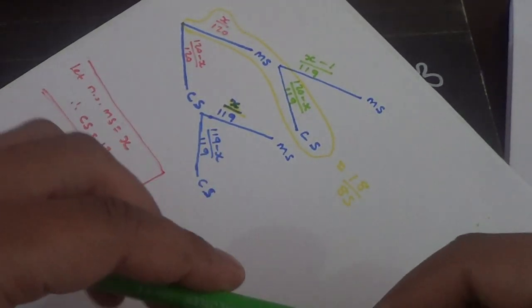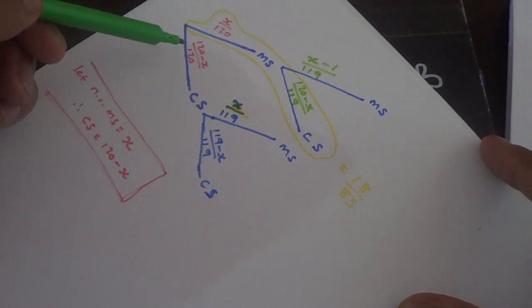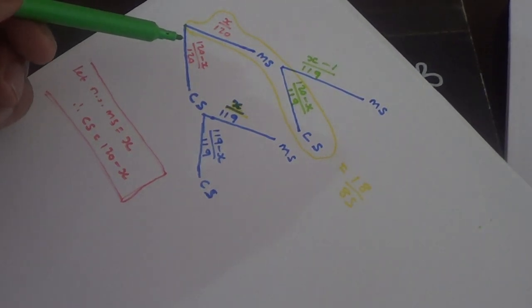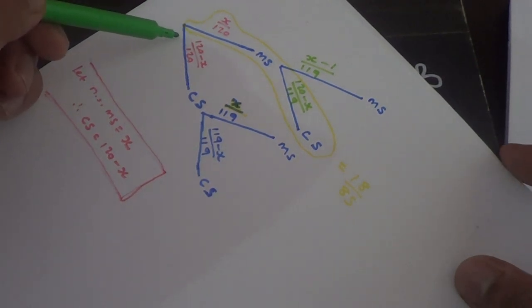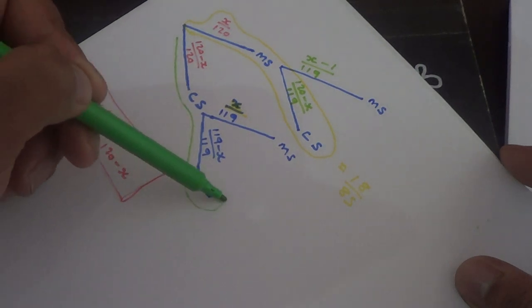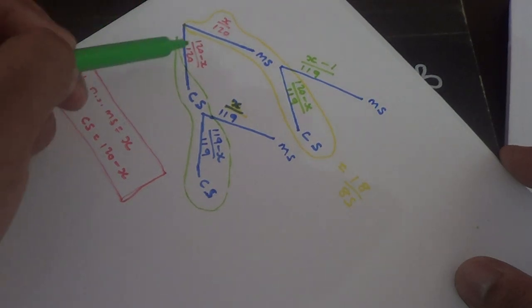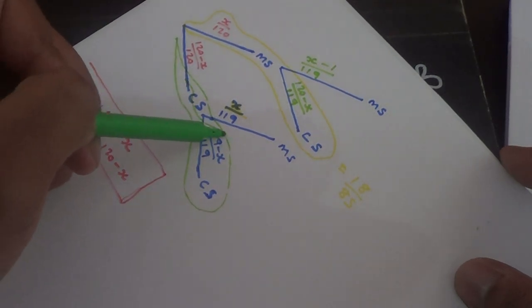Hey, but this question is complex, guys. Now the next question is asking: calculate the probability that the first passenger will choose a cheese sandwich. So it means from there we're going to work our way either this way or that way.